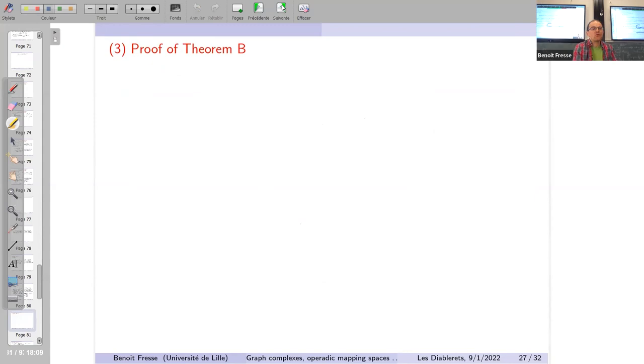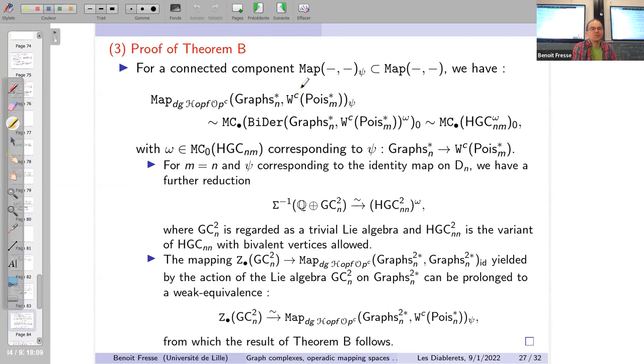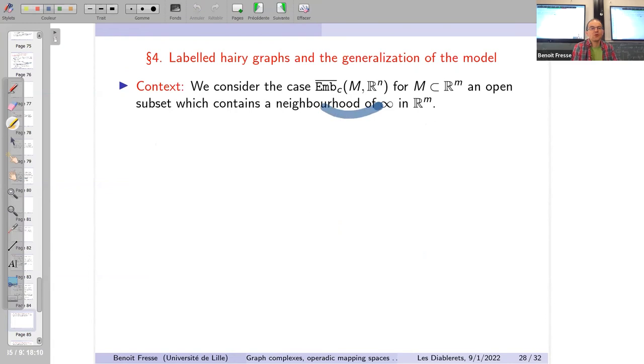The proof for theorem B is based on the same reductions, with the extra reduction that the twisted version of the Hairy graph complex can be reduced. It's a result of Thomas that it can be reduced to the Kontsevich graph complex. And so it gives you the result which I mentioned at the beginning. Victor will talk about this generalization.